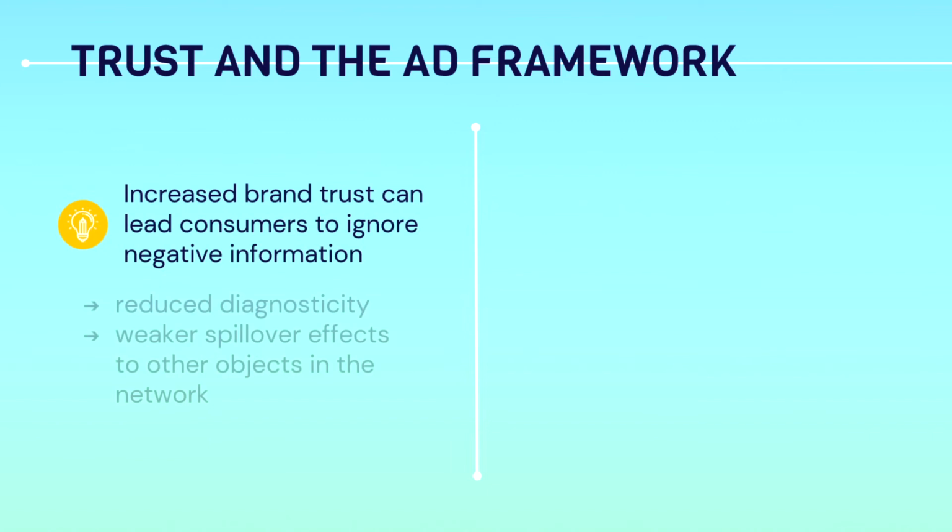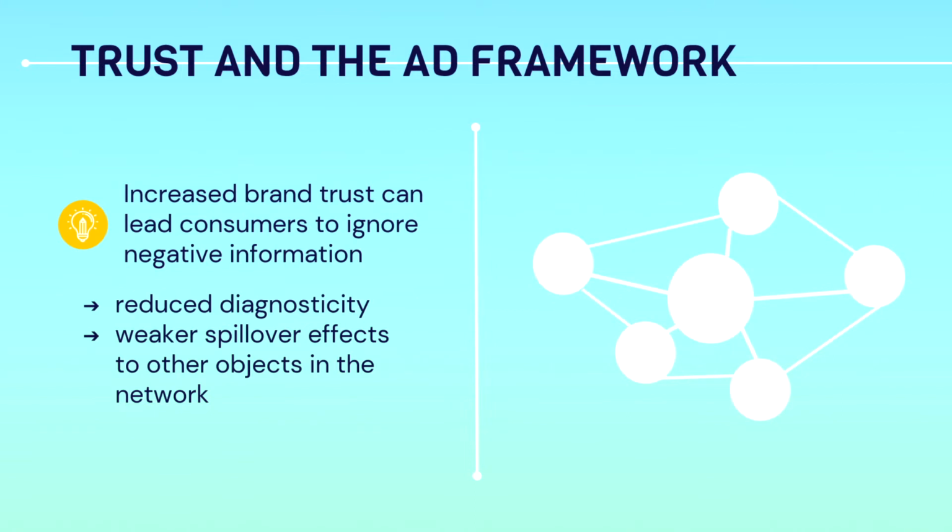Now, one possibility is that when consumers trust brands, they may ignore negative brand information. This would imply a reduced diagnosticity, which implies weaker spillover effects to other objects in the network. On the other hand, we could argue that key national industries that contribute to a positive country image generate a halo effect. This means that positive associations are transferred to other product categories. If consumers associate various product categories with the same country of origin, it could result in high levels of trust. In this situation, erosion of trust in one brand could then amplify potential negative effects.